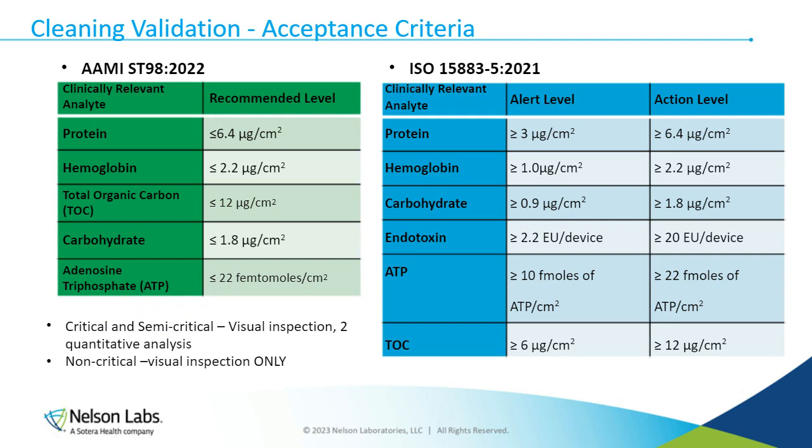These are some cleaning validation acceptance criteria. You see that AAMI ST98 has their criteria for all of these, and then we have ISO 15883. And you will see that they are the same for action, but there's an alert level. And what does this alert level mean? There is no meaning to it. It just alerts you that when you're at that level, you may want to consider looking at your IFU or your reprocessing instructions to make them more stringent.